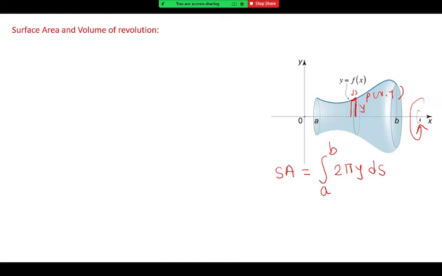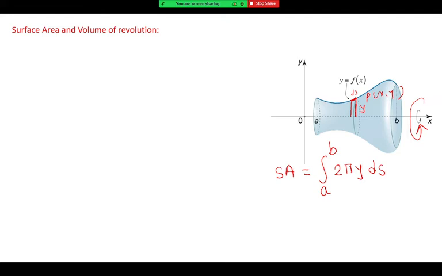And what is the value of ds? How do we get ds? Root of 1 plus (dy by dx) squared, into dx. That's correct. ds is nothing but the small arc length, which we saw on the previous slide. So this is the first thing that we require for surface area.